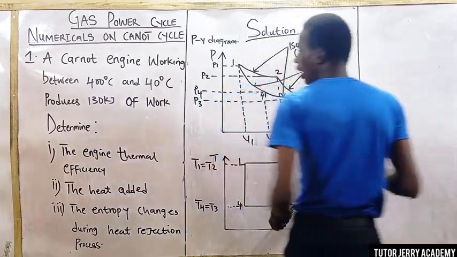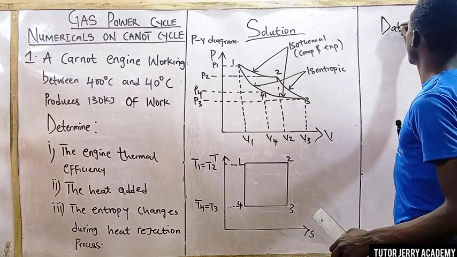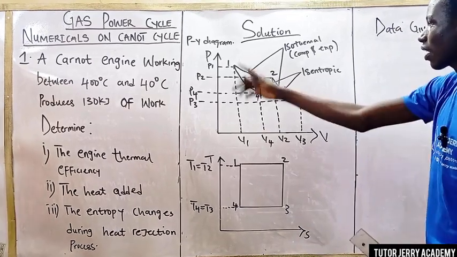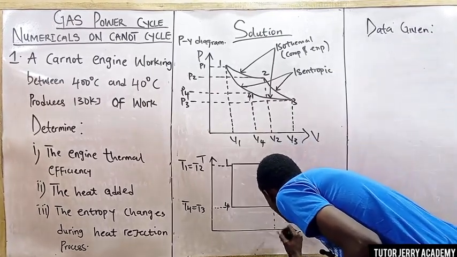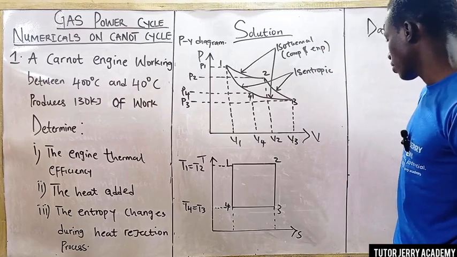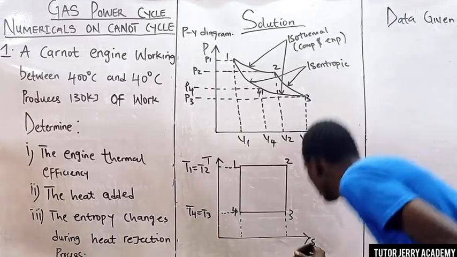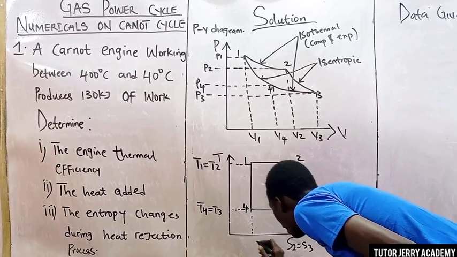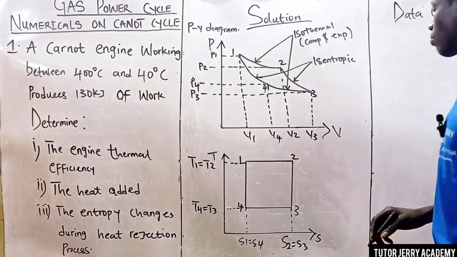Now, coming here, we are going to be expressing our data given. These are the data given in the question. Of course, you know that this line traces down here, and we also have coming down here. From here, what do you see? You can see that from 2 to 3, entropy is constant. So S2 is equal to S3, and S1 is equal to S4 here. So this is what we have.